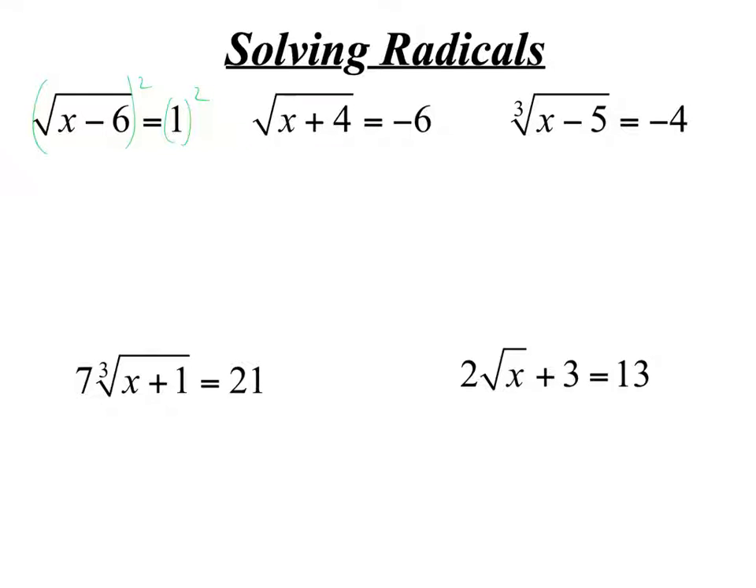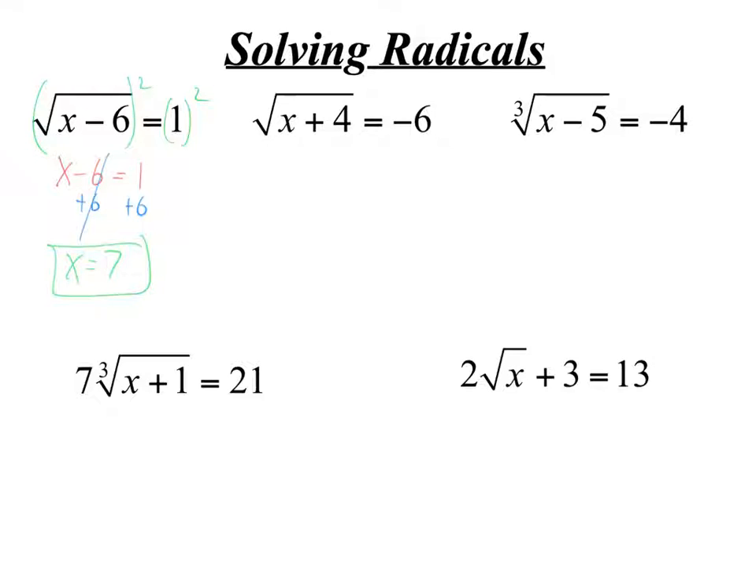But that leaves you x minus 6 right here. And 1 squared, isn't that 1? Okay, then can you add 6 over? And we have x equals 7. So let's verify. If I put 7 in, what's 7 minus 6? 1. Is the square root of 1 1? We are good. I checked it. I didn't write it, but I verbally just looked at it and checked it.